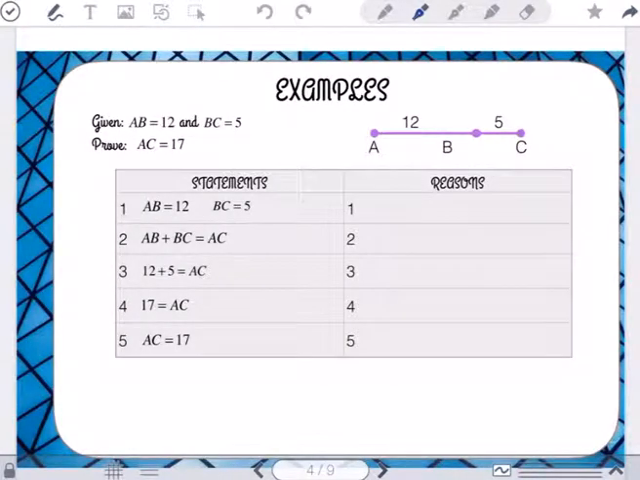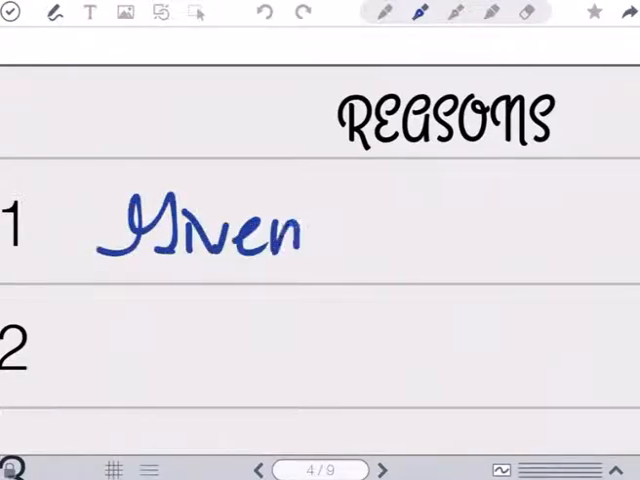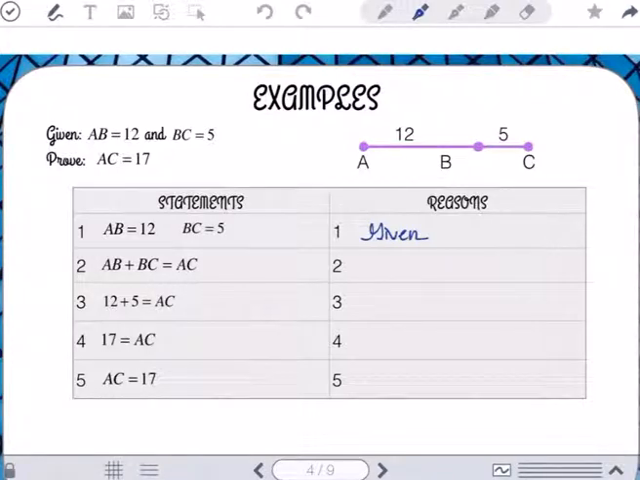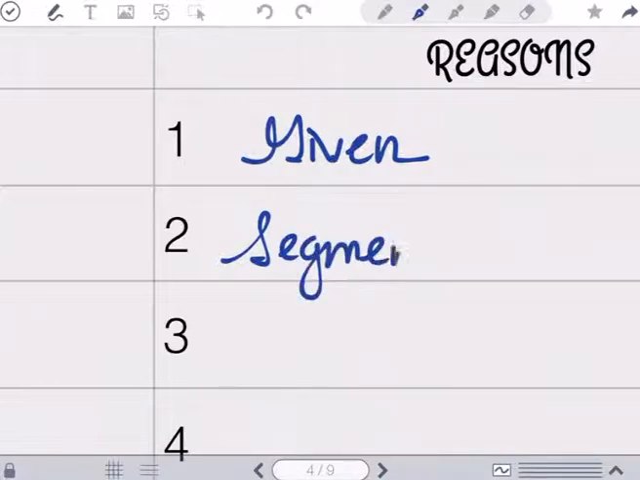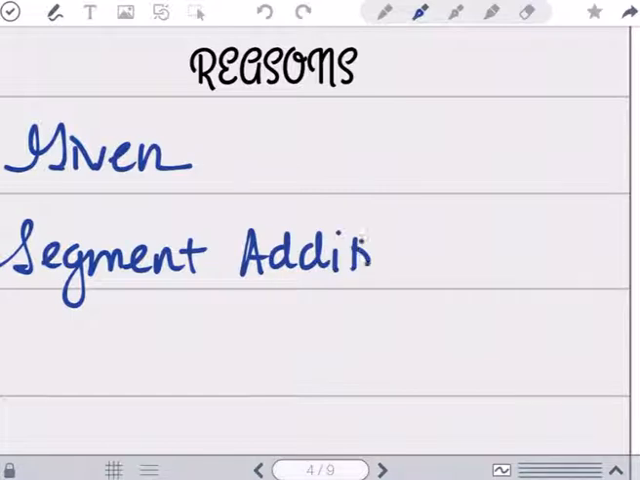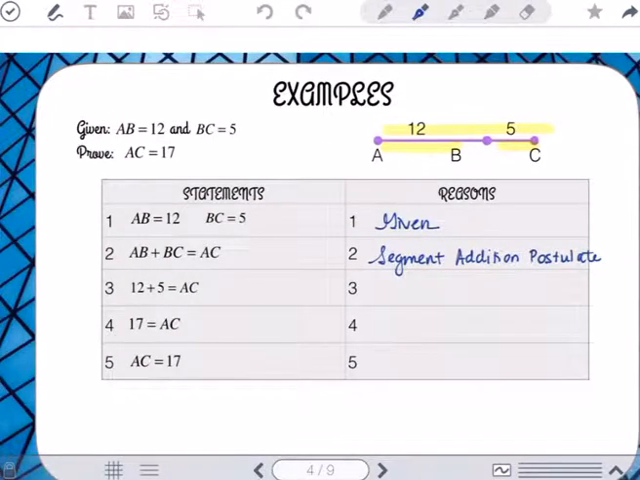Now let's look at some examples. So we have our given information that AB is 12 and BC is 5. So we need to prove that AC is 17. Now looking at this, it's pretty easy to see that it's 17, but we want to go through a two-column proof. So the first reason, AB is 12 and BC is 5, our first reason is always going to be given. All right. The next reason, notice that it says AB, so this smaller piece, plus BC, which is this other piece, is equal to AC, which is the entire piece. So that again is AB plus BC equals AC. Well, the reason for this is segment addition postulate. And you can shorten that if you want, just like segment add postulate, that's fine.